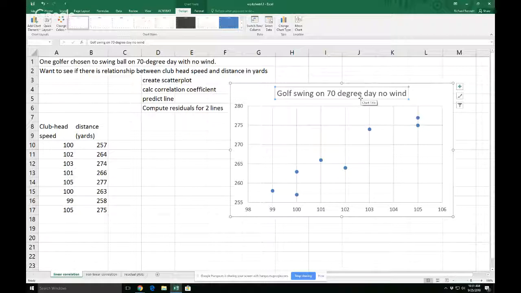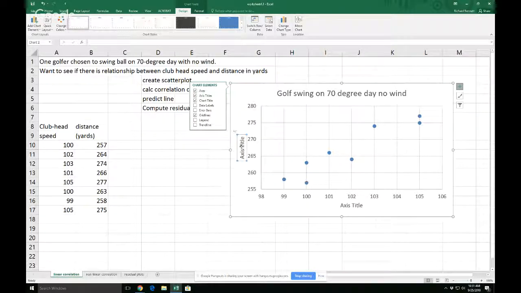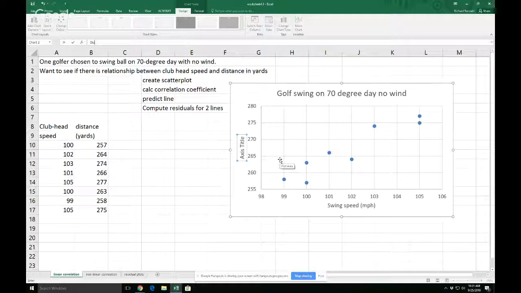Okay, what else? Name the axis. We need to add our axis titles. How do we do that? Click the plus sign. Add the axis titles. Is this the yards down here? On the bottom, swing speed. This is swing speed. And what are we measuring our speed in? Miles per hour. And what is this? Distance in yards.